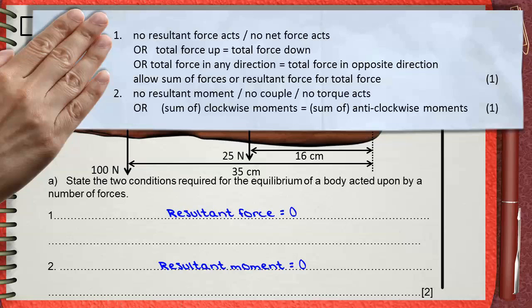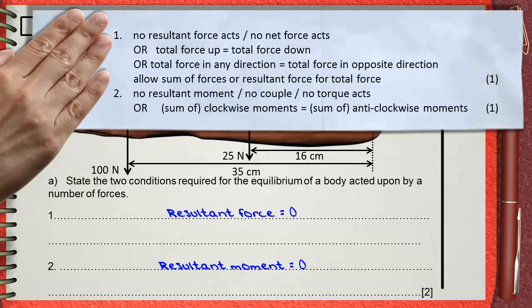Or in another form, you can say the total force upwards equals the total force downwards. Another form is the total force in any direction equals the total force in the opposite direction. The expressions the sum of forces, resultant force, and the total force all give the same meaning.